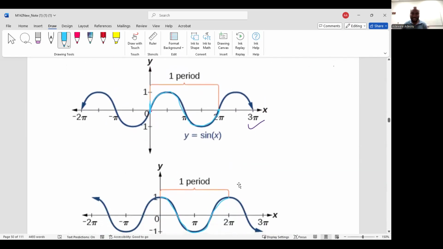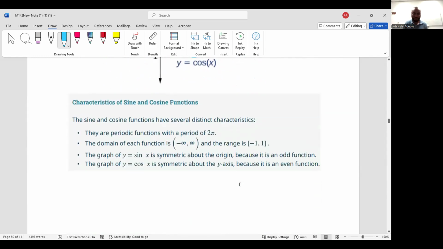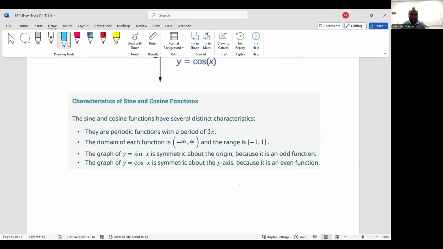Now what we notice is that sine and cosine functions are periodic with a period of 2 pi. With my explanation, you will now see that when we have one complete rotation, if I start again and move, that is another 2 pi, and another 2 pi. So we say that the period of a sine and cosine function is 2 pi.